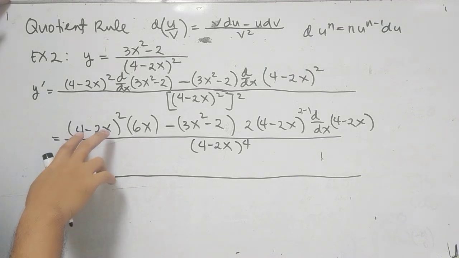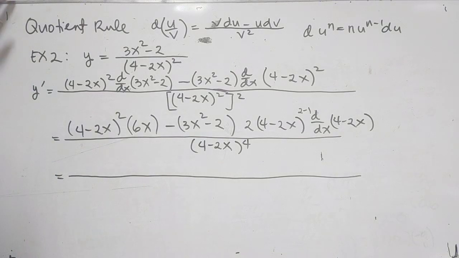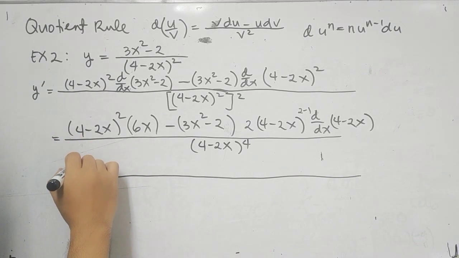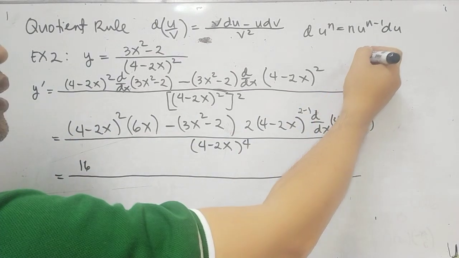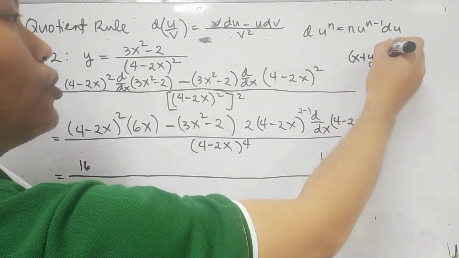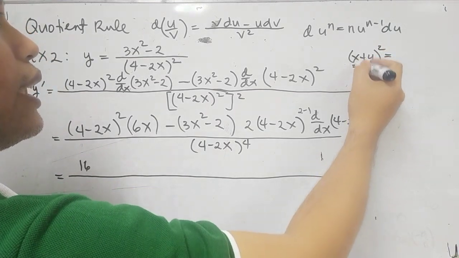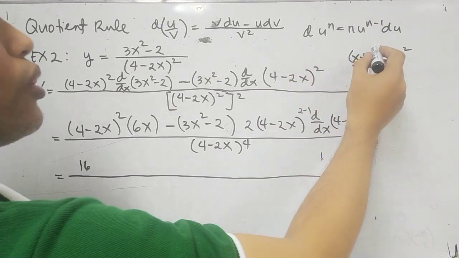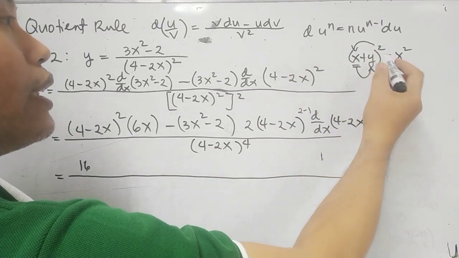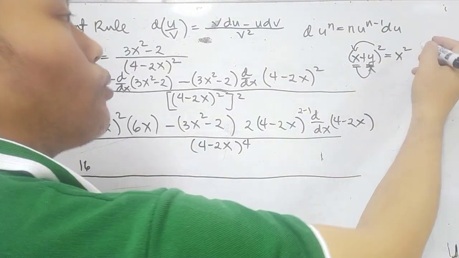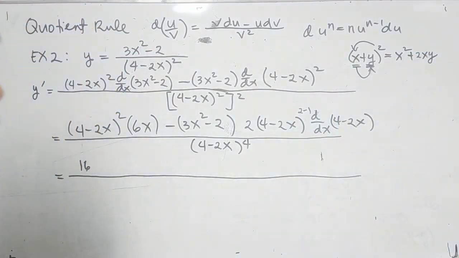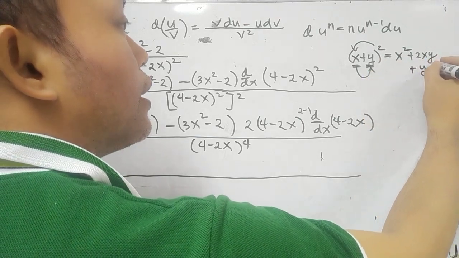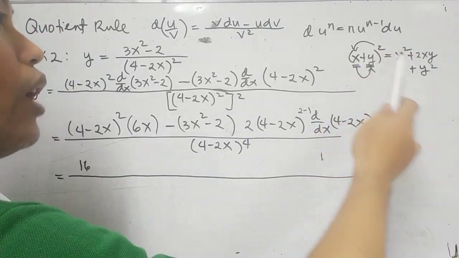So this time we will expand this one since it is raised to 2. Okay, raised to 2, so we will expand. This is how we expand (x plus y) raised to 2. When we expand this one, you have to square first your first term, that is x times x, that is x squared. And then next to that, multiply 2 times your x times your y, the other term. So 2 times x times y, that is 2xy. And then square the other term, plus y squared.